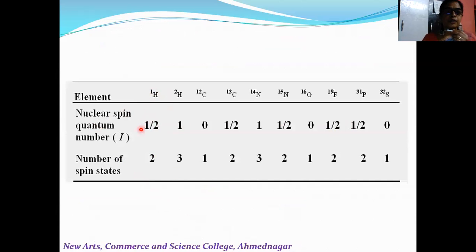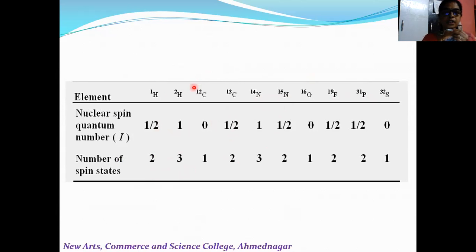Proton, whose spin quantum number is half, has 2 spin states, which are obtained using the formula 2I plus 1. Then deuterium, its heavier isotope, has spin quantum number 1, and its number of allowed spin states is 3. Likewise, carbon 13 also has spin quantum number half, so its spin states are 2. More nuclei are included here, like nitrogen 14, nitrogen 15, fluorine, and phosphorus 31.